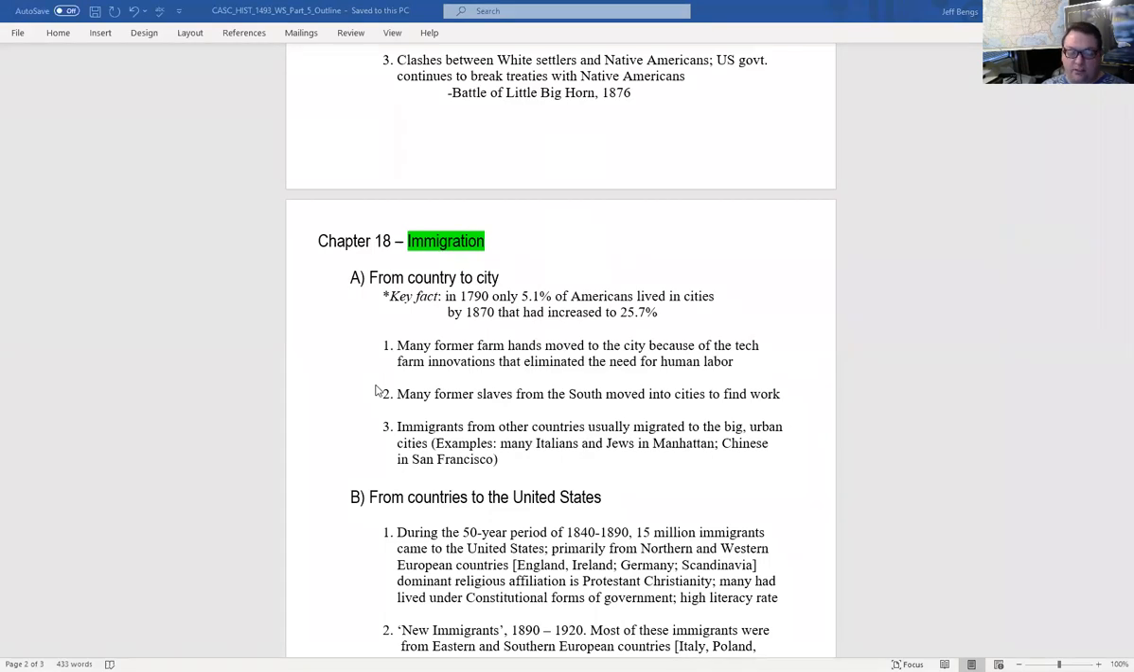You still had, remember we talked about yesterday, those seeking their fortunes in the West, and they were leaving primarily the Northeast and going west and settling in San Francisco and other big cities to try to find gold and silver. So that was the in-country migration. And then you had another third group, immigrants from other countries. When they usually came to the United States, they would migrate to the big cities, and you'd have clusters of ethnic groups, for example, Italians and Jews in Manhattan, and then Chinese in San Francisco.